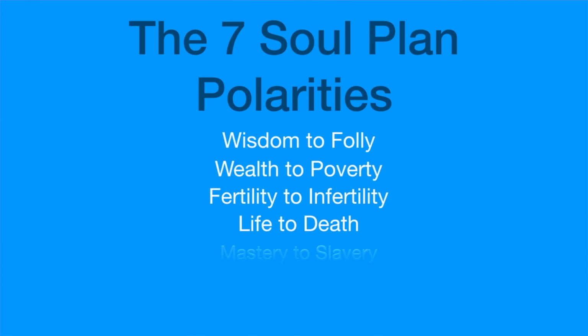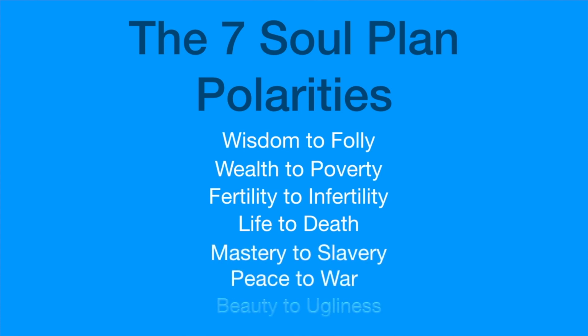These 7 polarities are wisdom to folly, wealth to poverty, fertility to infertility, life to death, mastery to slavery, peace to war, and beauty to ugliness. And I know that they can sound quite intense, and I'm going to break it down to sound a lot more gentle and to explain it to you in a way that it doesn't feel so overwhelming when you hear those words.